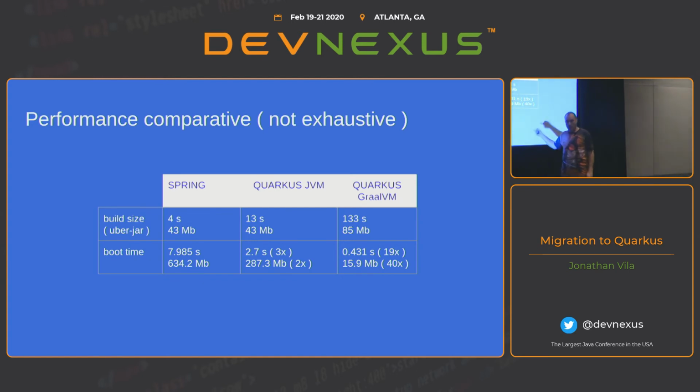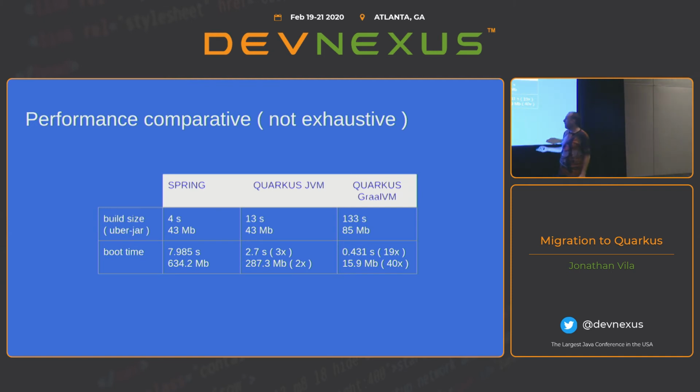Finally, this is a matrix of the results that I got with my modifications, my migrations. I thought Spring was generating a bigger file than the rest. That was not the case. Spring was generating an uberjar of 43 megabytes, the same as Quarkus. GraalVM generates a bigger file, and it takes longer. Also, Quarkus is taking longer than Spring to build a file, but because it does a lot of things at compile time, not at runtime.